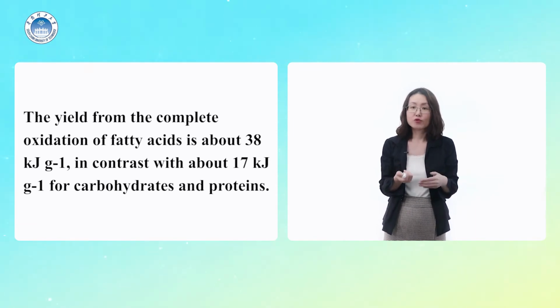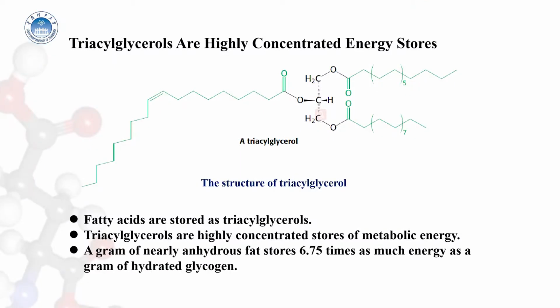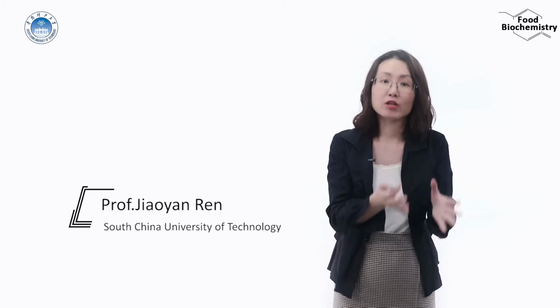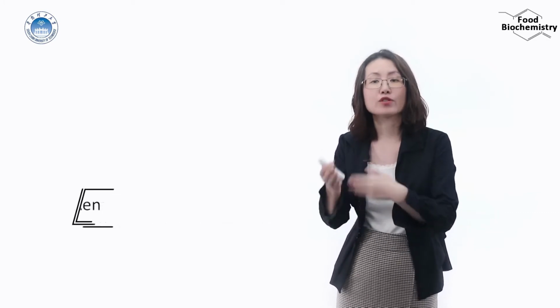Furthermore, triacylglycerols are nonpolar, so they are stored in a nearly anhydrous form, whereas much more polar carbohydrates are more highly hydrated. Consequently, a gram of nearly anhydrous fat stores 6.75 times as much energy as a gram of hydrated glycogen, which is likely the reason that triacylglycerols rather than glycogen were selected in evolution as the major energy reservoir.